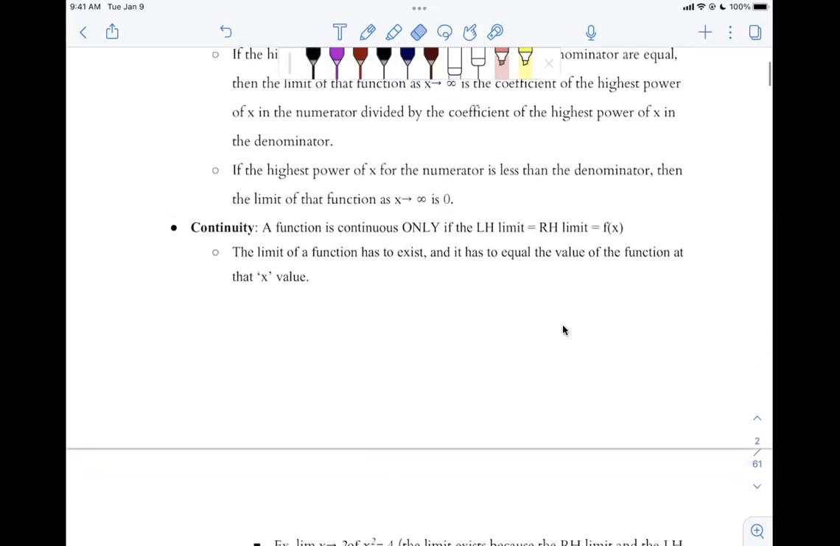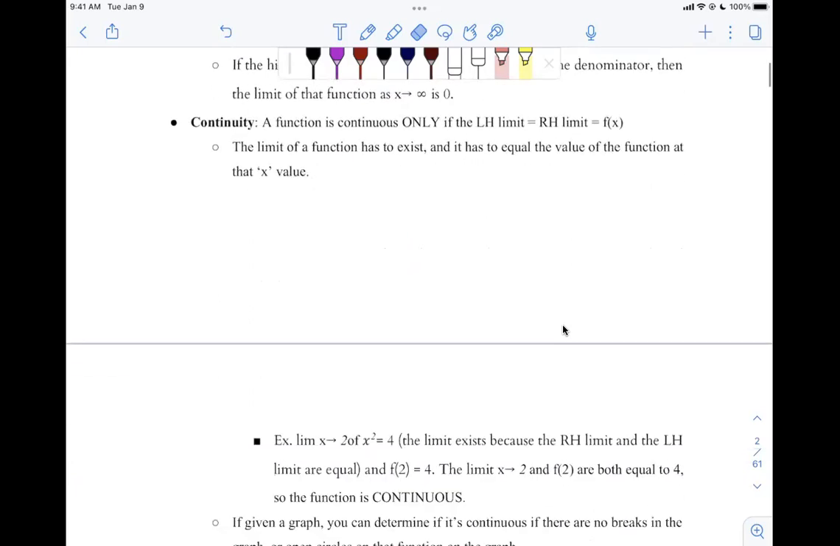We have our definition of continuity. Every polynomial is continuous. Sums, differences, products, and compositions of continuous functions are all continuous. When we have a continuous function, the limit equals the function value.